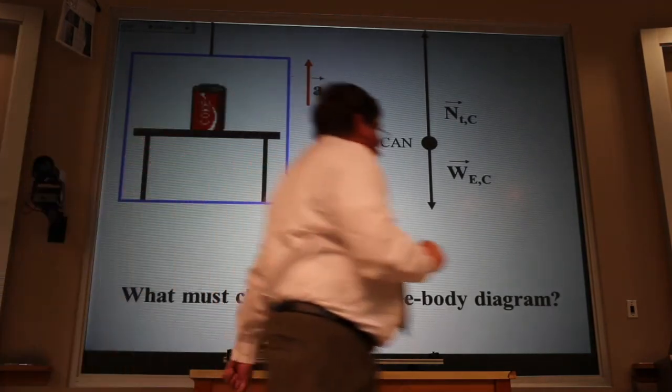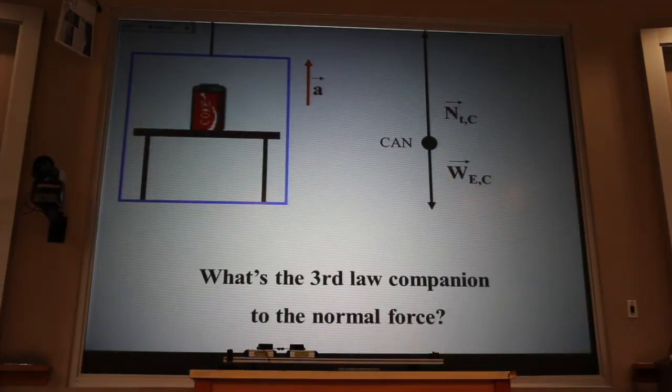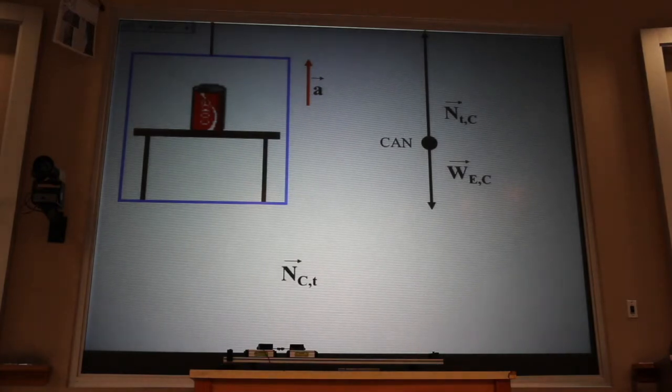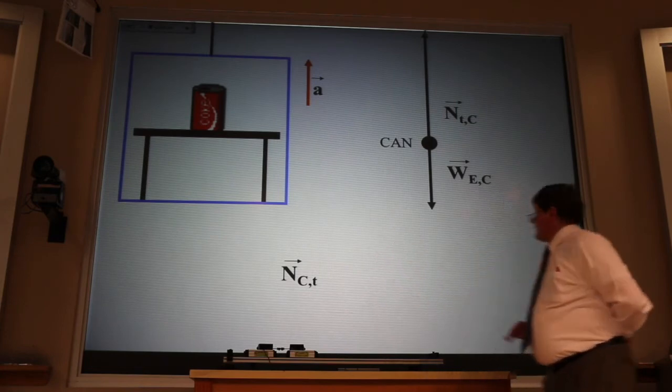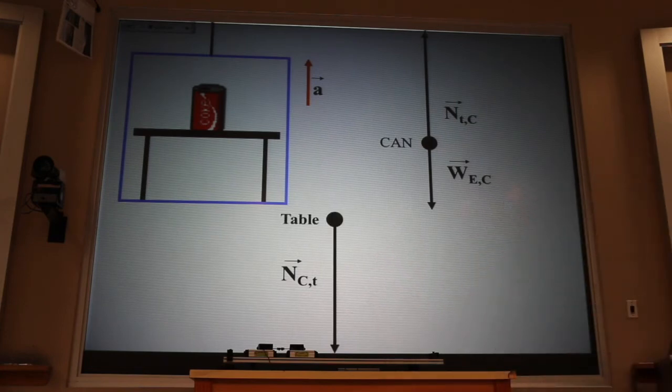Now, what is the companion force to that normal force? Well, what flavor would it be? Normal. And instead of table on the can, it would be can on the table, like that. What free body diagram would I find that on? The table. Yes, this is a force by the can on the table. And that means it's on the free body diagram of the table. And I would put one tick mark on each to show that they're part of the same interaction.